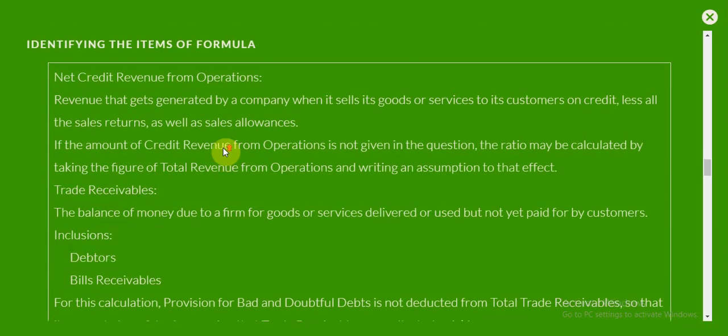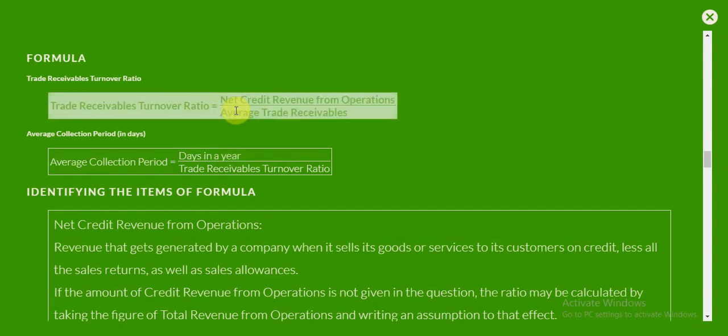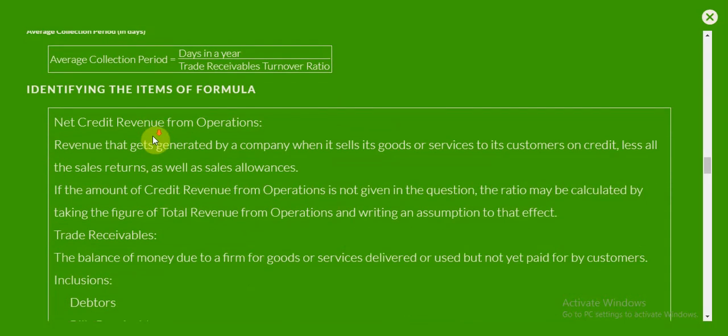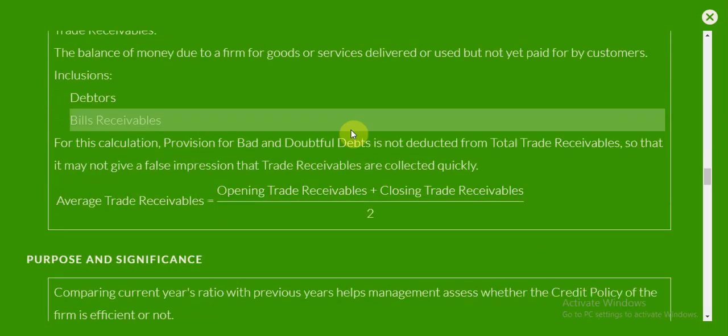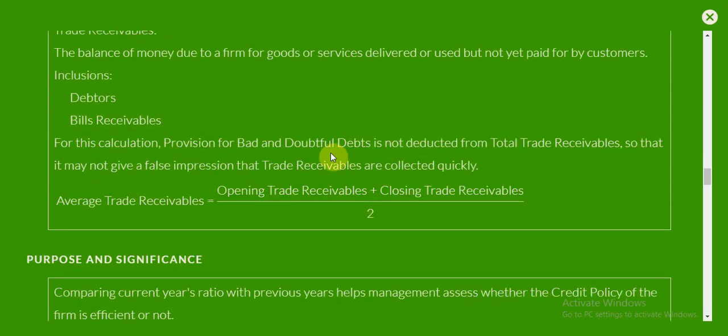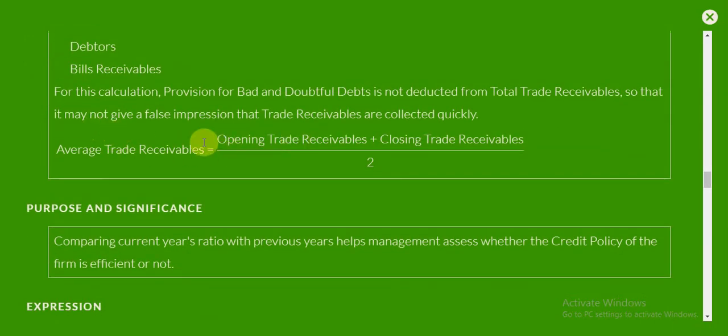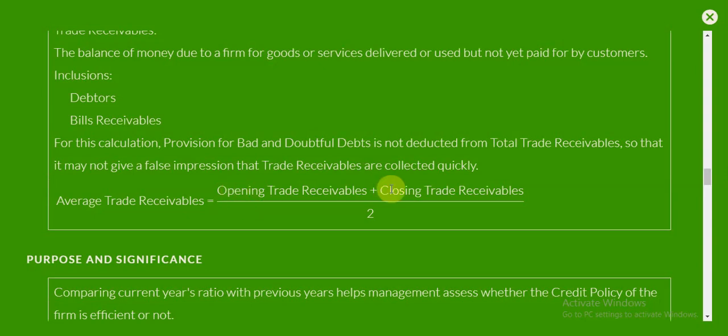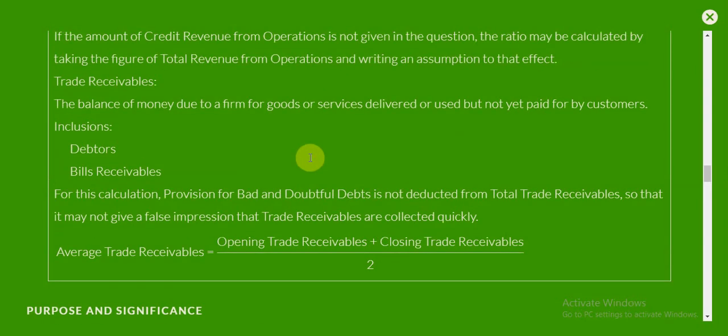receivables, because just imagine we are creating provision for bad debts and we are reducing that from our debtors and then calculating average trade receivables. It will automatically reduce the average trade receivables and eventually lead to an increase in the receivables turnover ratio. So we do not want to get misled like this. That is why we will not reduce the provision for bad and doubtful debts. We will just take the gross debtors balance to calculate the average trade receivables. So average trade receivables is equal to opening receivables plus closing receivables by 2.